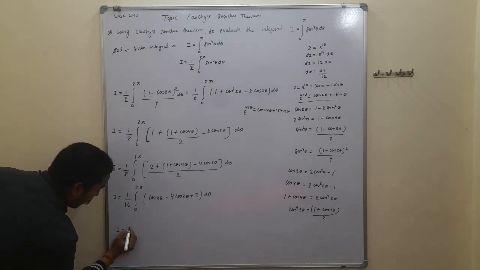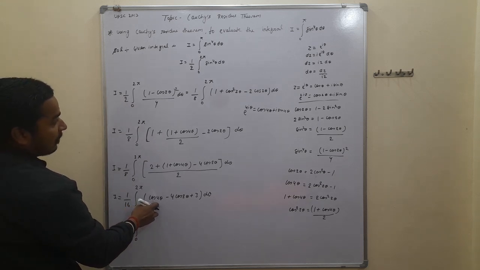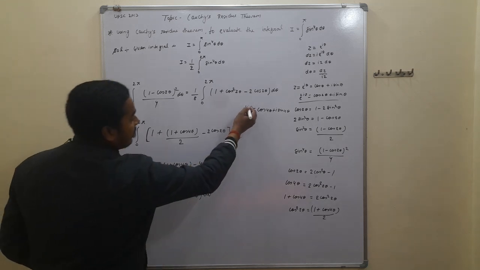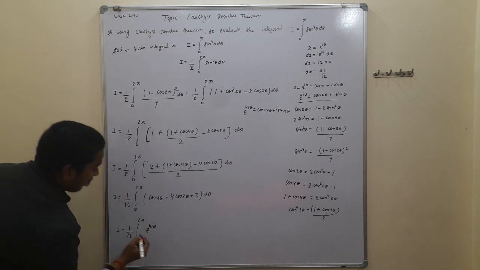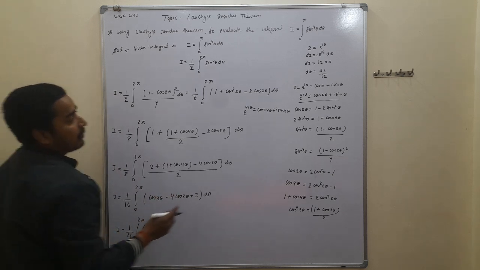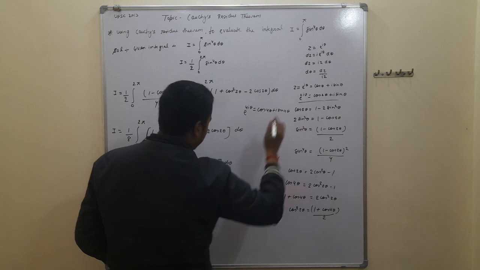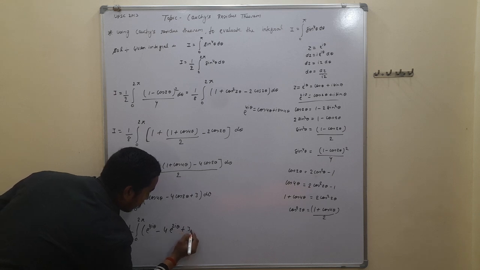And we have to put here, this gives the integral I is equal to 1 upon 16, integral limit is 0 to 2 pi, and in place of cos 4 theta we have to put e to the power of 4i theta, and minus 4, in place of cos 2 theta we have to put e to the power of 2i theta, and here plus 3 is already present, and this is d theta.